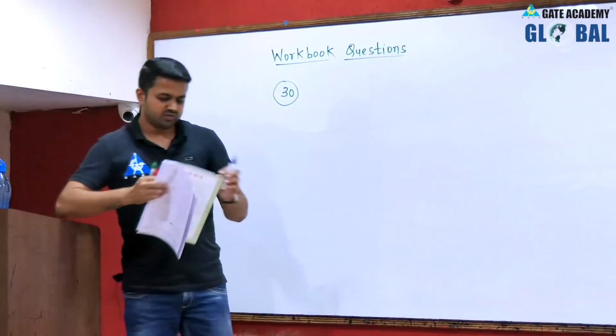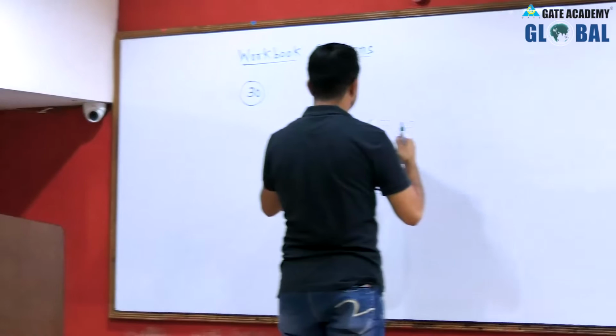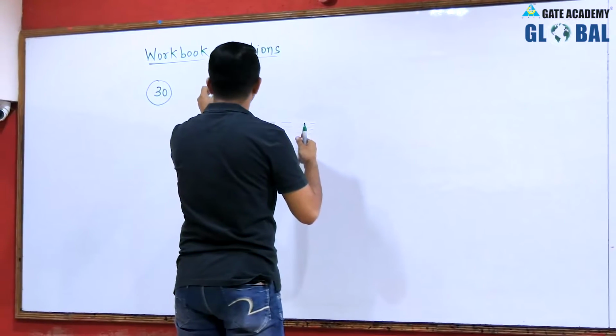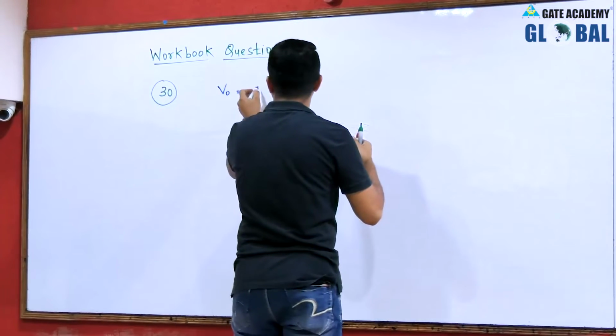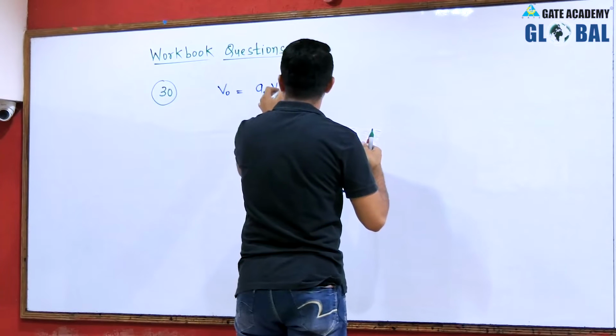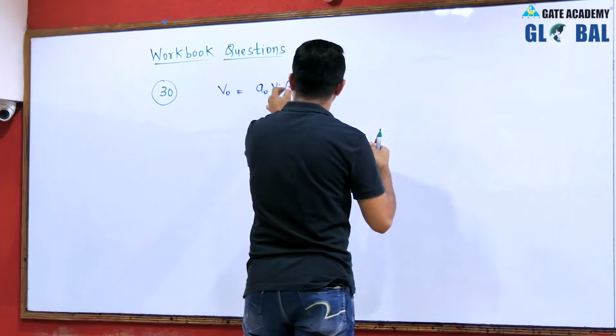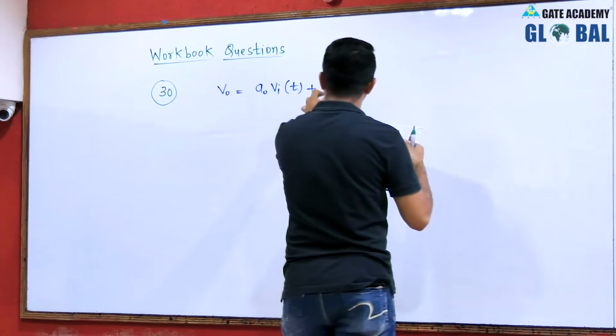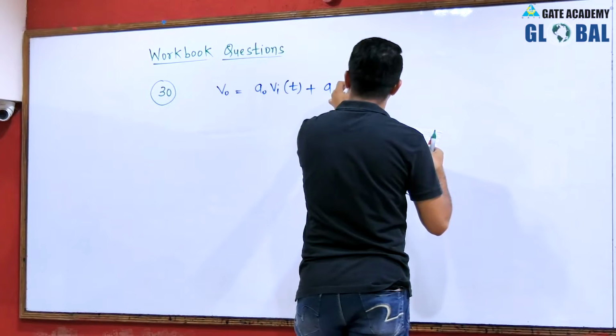Okay. Now, according to the question, we have v0 equal to a0 vi plus a1 vi cube t.